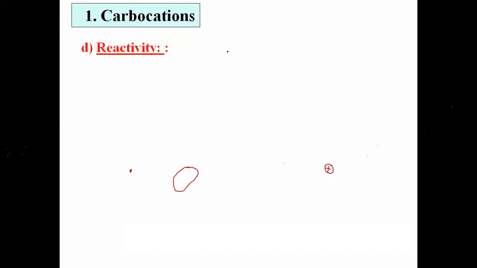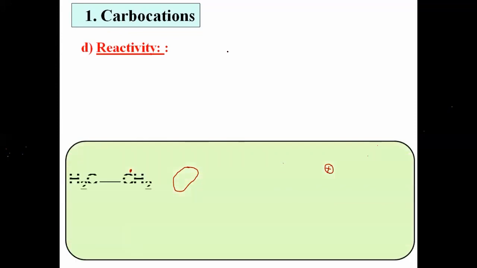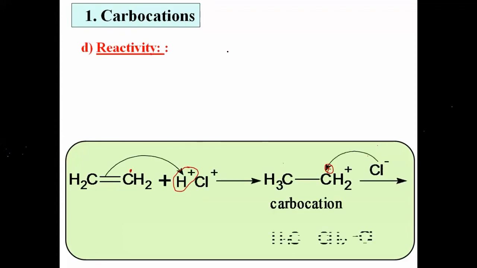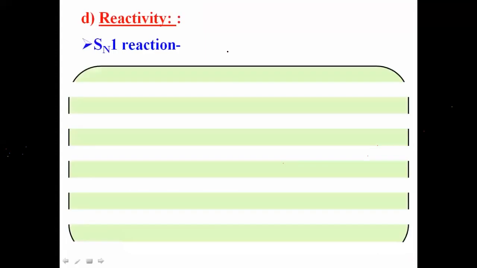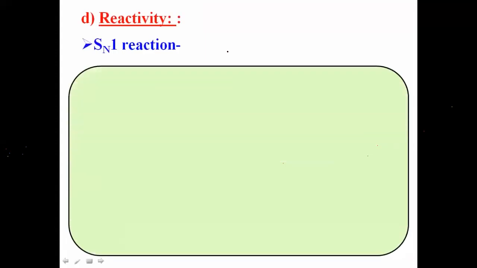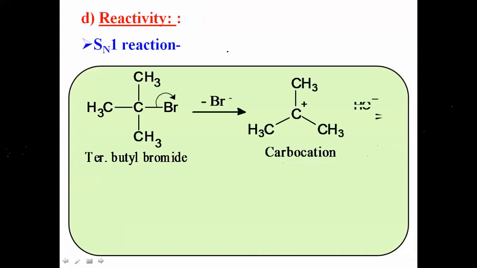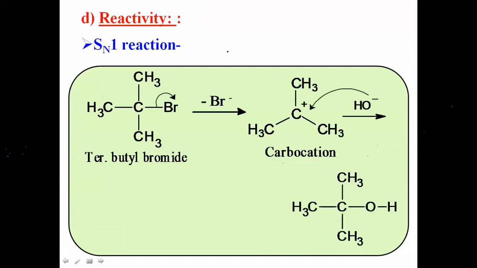Just examples of two chemical reactions. One is the electrophilic addition reaction of HCl to the ethene molecule. That reaction involves formation of carbocation as an intermediate. And then second example is the SN1 reaction, alkaline hydrolysis of tertiary butyl bromide. Here in the first step, that bond breaks heterolytically, there is formation of carbocation. In second step, nucleophile attacks on the carbocation to form tertiary butyl alcohol.